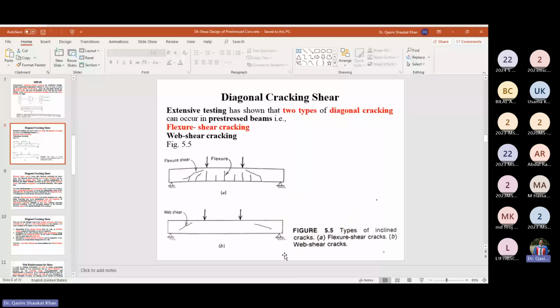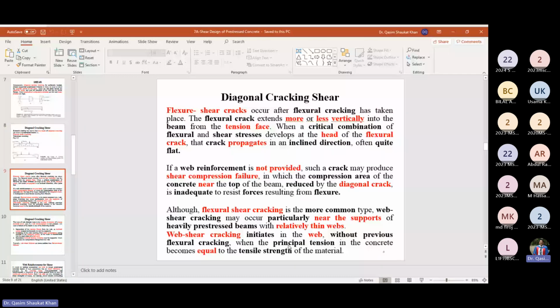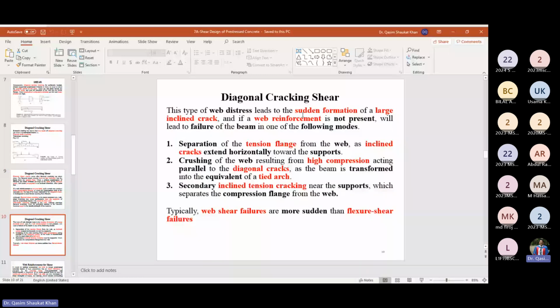Then, this type of web distress leads to the sudden formation of a large inclined crack. As we said earlier, shear cracking is more abrupt in nature and difficult to predict. So this type of web distress leads to the sudden formation of a large inclined crack, and if web reinforcement is not present, it will lead to the failure of the beam in one of the following ways. So, what are the possible failure modes?